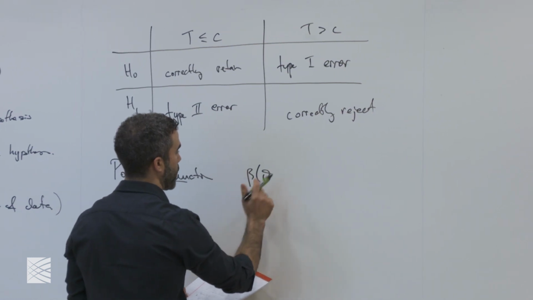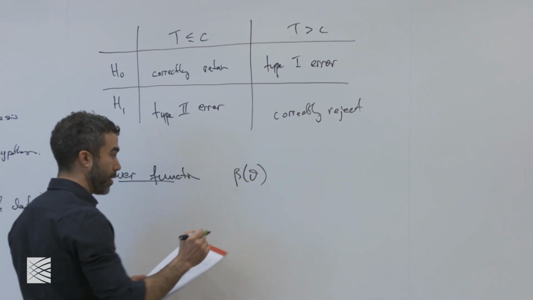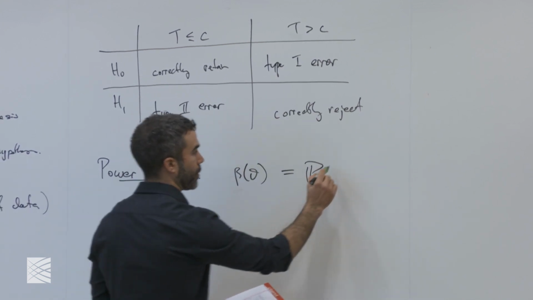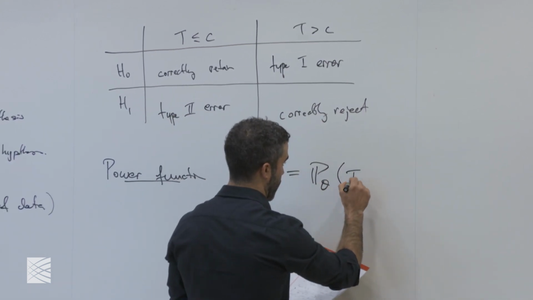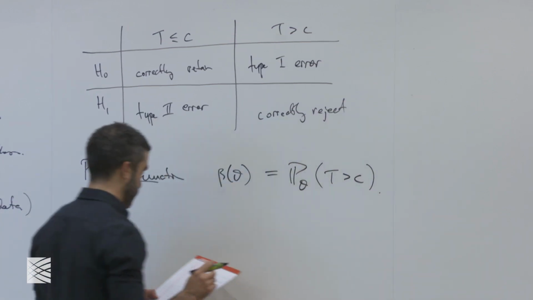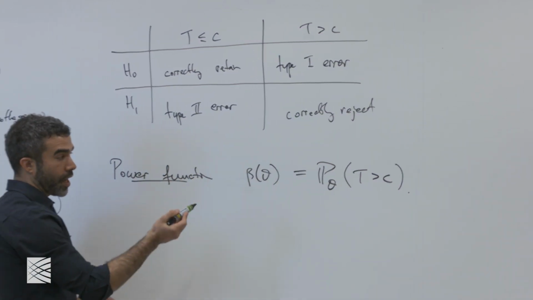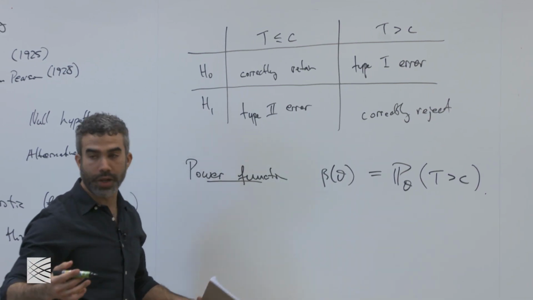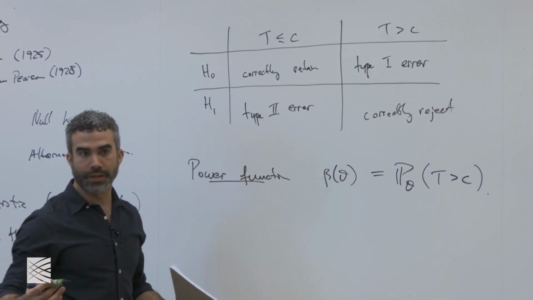Sometimes denoted beta, of the true parameter theta, and that is the probability under that parameter that we reject. So the probability of rejecting depends on the true effect. For a stronger effect, we're more likely to reject. That's the intuition. Okay?